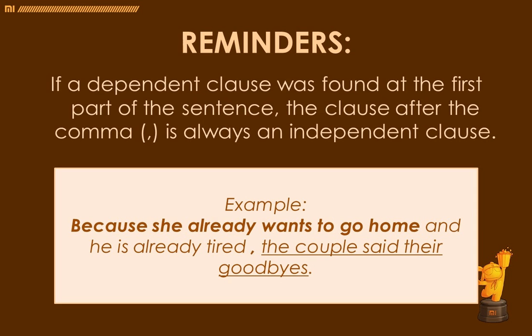Lastly, if a dependent clause was found at the first part of the sentence, the clause after the comma is always an independent clause. For example, in the sentence, because she already wants to go home and he is already tired, the couple said their goodbyes. Because she already wants to go home is a dependent clause. In this reminder, we were told that the clause after the comma is always an independent clause. Therefore, the clause the couple said their goodbyes is an independent clause.